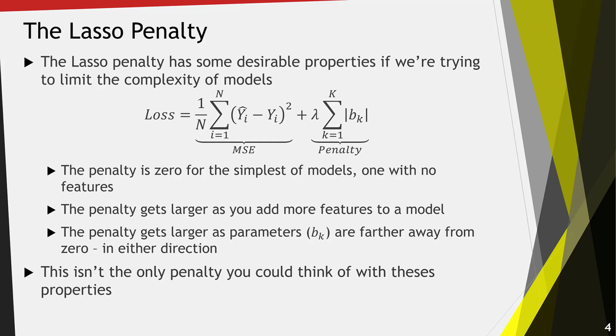The penalty is 0 for the simplest of all models, the one with no features, or where every feature is multiplied by 0. The penalty gets larger as you add more features to the model, as you allow more of those b's to become non-zero. The penalty also gets larger for larger parameters, or parameters that are farther away from 0 in either direction. This isn't the only penalty that you could think of with these properties.